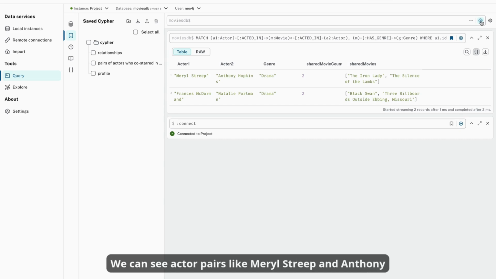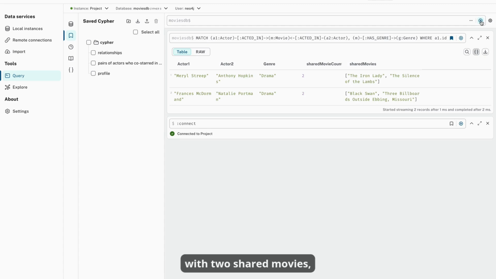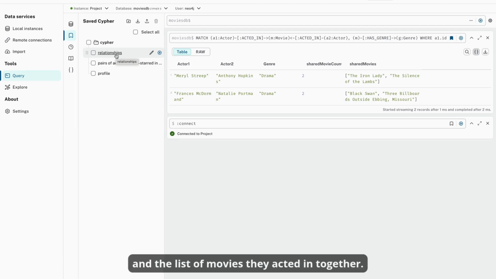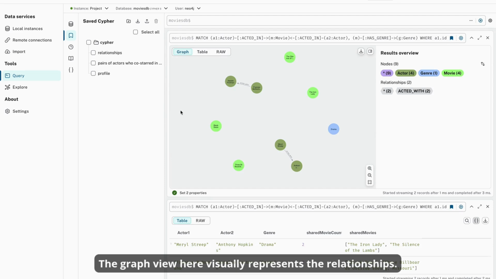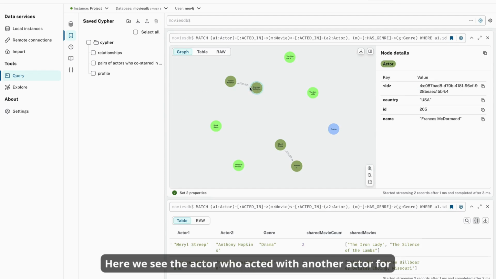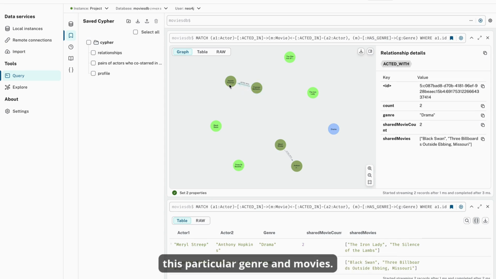Here are the results. We can see actor pairs like Meryl Streep and Anthony Hopkins appearing under the drama genre, with 2 shared movies, The Iron Lady and The Silence of the Lambs. Each row shows a unique pair of actors, the shared genre, and the list of movies they acted in together. Now let's look at the graph view. The graph view here visually represents the relationships. Here we see the actor who acted with another actor for this particular genre and movies.